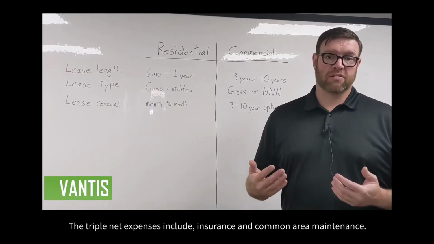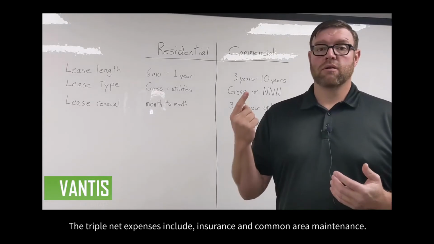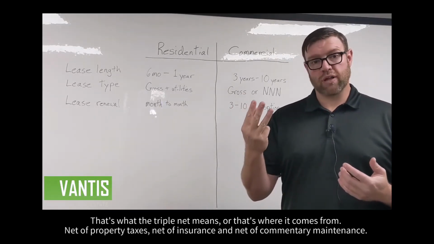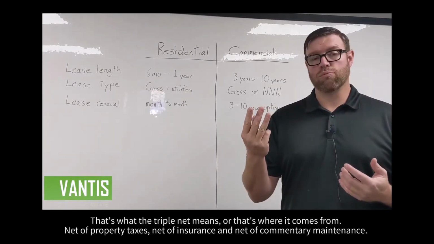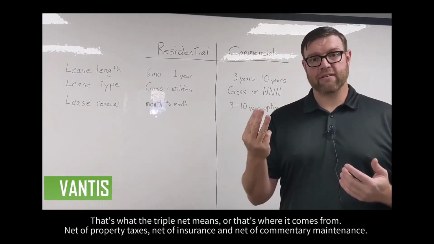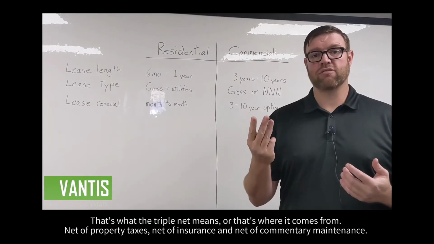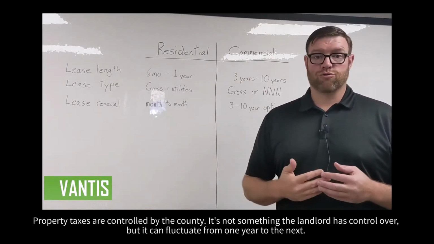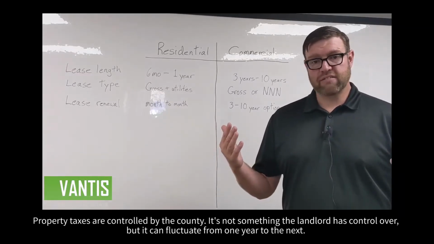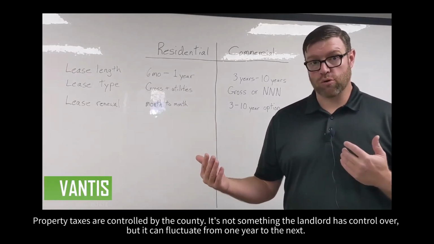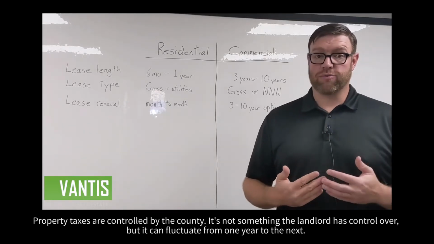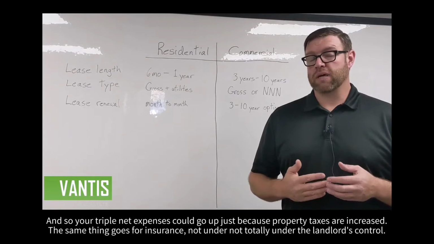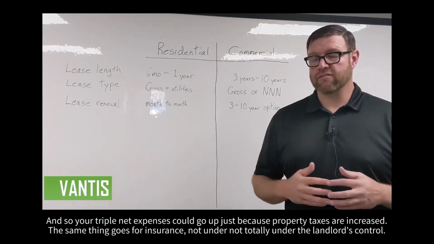The triple net expenses include property taxes, insurance, and common area maintenance. That's what the triple net means, or that's where it comes from. Net of property taxes, net of insurance, and net of common area maintenance. Property taxes are controlled by the county. It's not something the landlord has control over, but it can fluctuate from one year to the next. And so your triple net expenses could go up just because property taxes are increased.